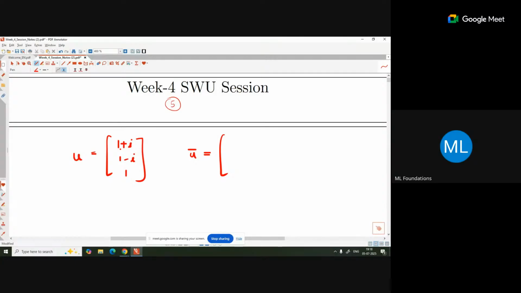If it is a real number, you don't need to change that, right? So in this case, the first element is 1 plus i, so it will change to 1 minus i. Then 1 minus i will become 1 plus i, and 1 will remain the same. So that is the conjugate of vector u. Okay, and now the length of the vector.